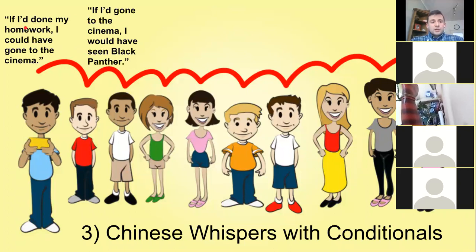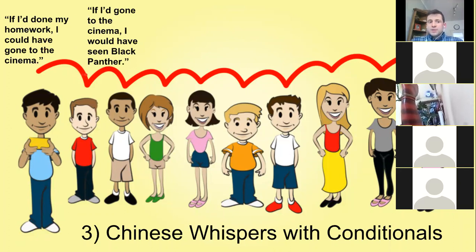So one student starts, they go around in a circle. You could split them up into small groups of 3, 4, or 5. If I'd done my homework, I could have gone to the cinema. And I always sort of stress the "uv" here with the pronunciation. Could have, or could have gone. I could have gone to the cinema.